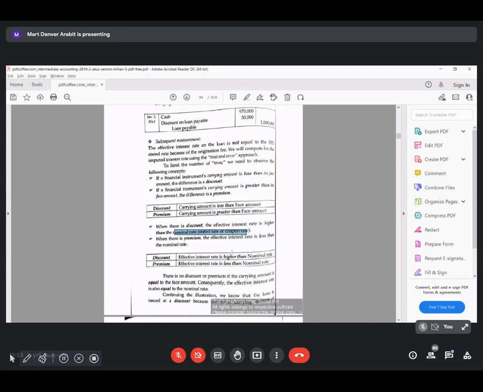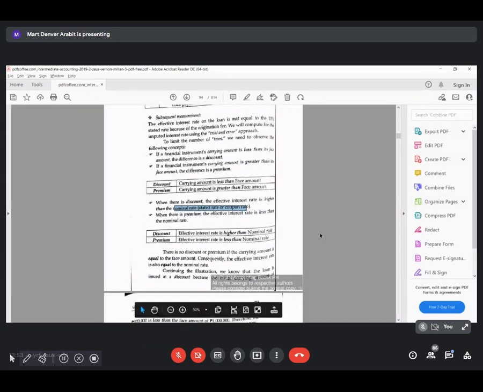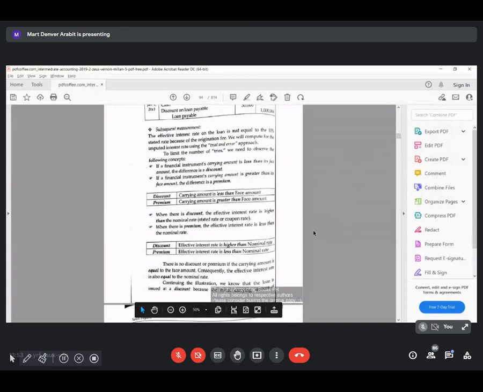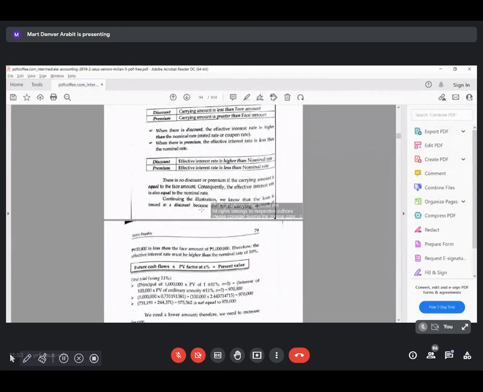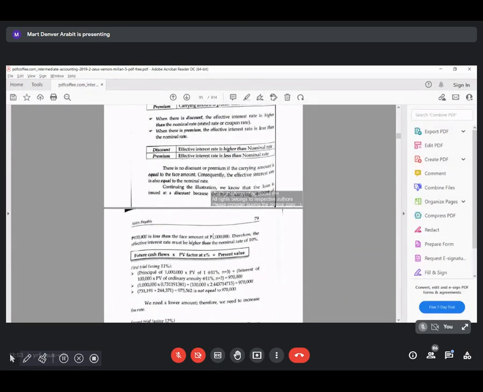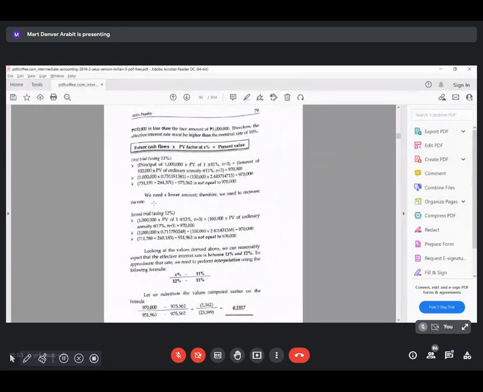Okay, so there is no discount or premium if the carrying amount is equal to the face amount. Consequently, the effective interest rate is also equal sa nominal rate. So continuing the illustration, we know that the loan is issued at a discount because the initial carrying amount of 970,000 is less than the face amount of 1 million. Therefore, the effective interest rate must be higher sa nominal rate kasi the loan is issued at a discount. So, it is obvious na mas malaki yung effective interest rate.